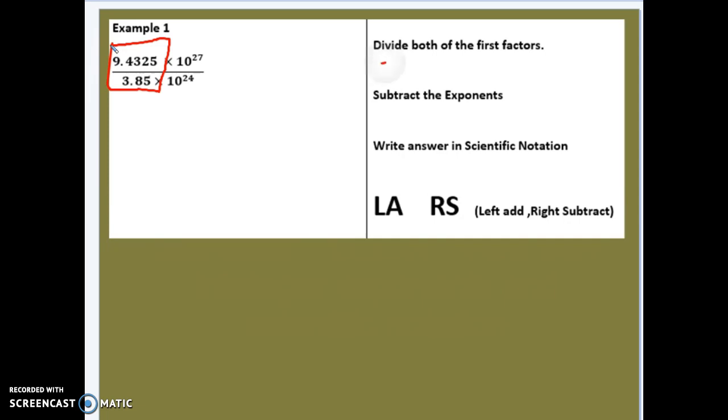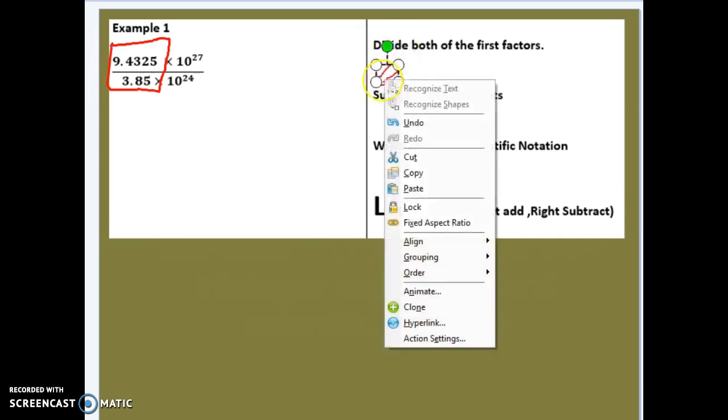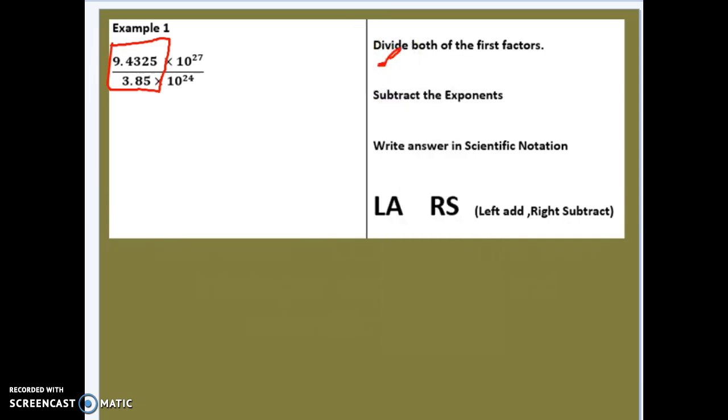So we need to start off by taking 9.4325, and we need to divide it by the second factor in the second scientific notation. In this case it is 3.85. When you divide those two numbers, you get an answer of 2.45.